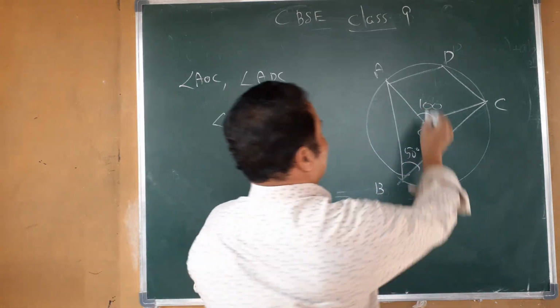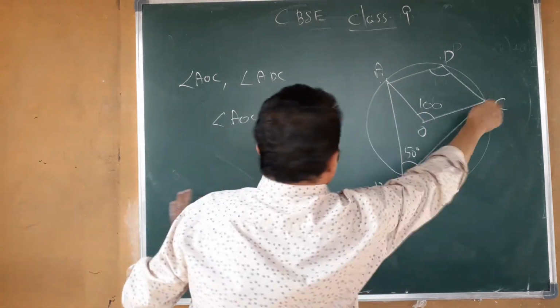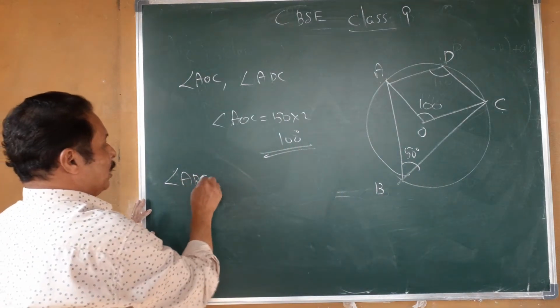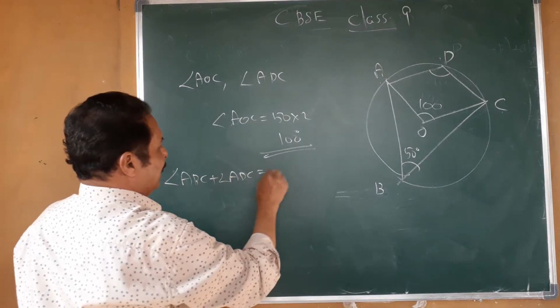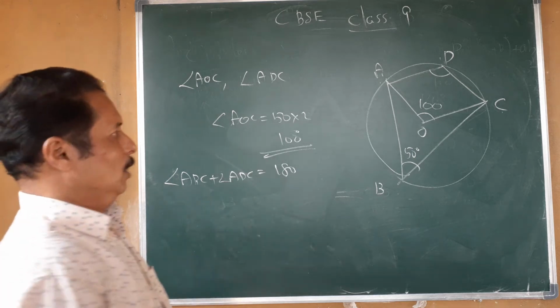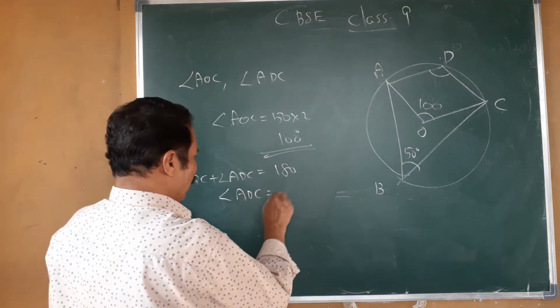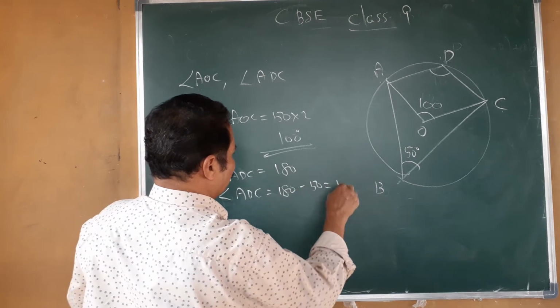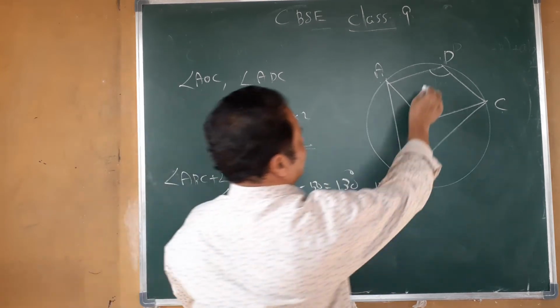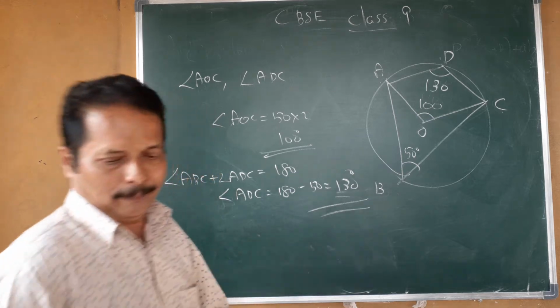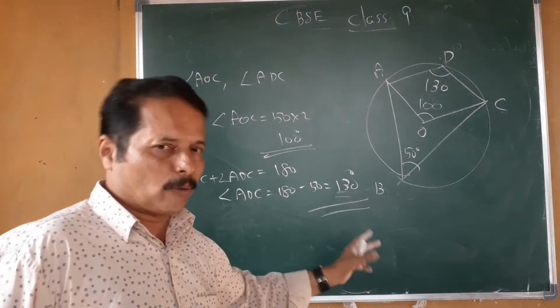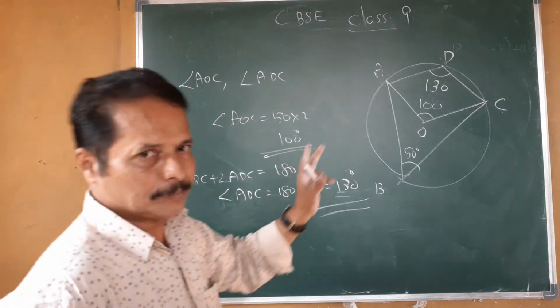Okay? And angle ADC and angle ABC are opposite angles of a cyclic quadrilateral and they add up to 180. So this angle is 50. So what is that angle? ADC is 180 minus 50, that's equal to 130. Is it clear? It carries a short answer question of 1 mark or 2 marks. Is it clear?